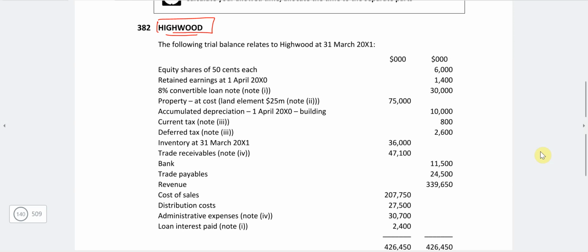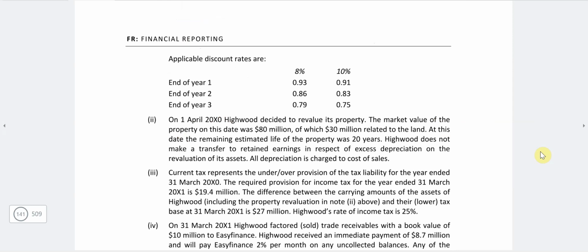So we see the current tax is given and it's on the credit side. We know when the current tax is on the credit side, this represents over provision. And then we have the deferred tax again on the credit side. So this represents the opening deferred tax liability, and it says that the rest of the information is in note number 3. Now we need to go to note number 3.